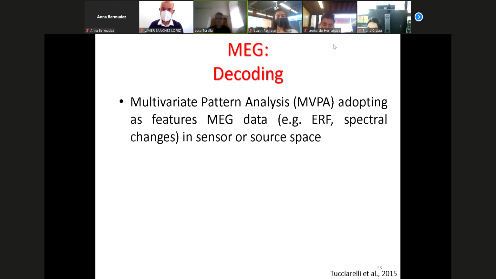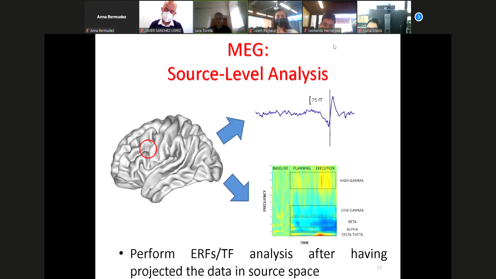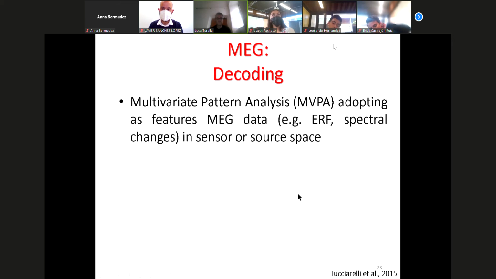So instead of simply comparing, for example, the activity at the level of the event-related field or in the frequency domain of two conditions, I'm not going into the detail of how we can compare the pattern of activity within two conditions and see if this is different or not. This will lead us to have some decoding maps which tell us how information is represented in the brain at a specific time point, and we can do this analysis in sensor space or source space.